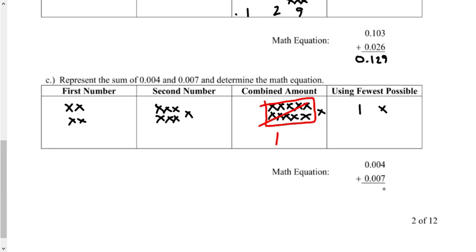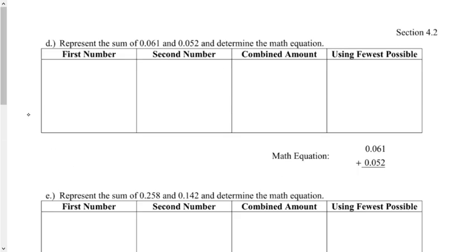Now you can also see that represented here. 4 plus 7 is 11, but I know that I'm going to have one there, 0 flats. So that's going to be my answer. And we've done this before, I'm sure, this idea of carrying something over to the next column. So we just get 0.011. Okay, let's look at a few more.